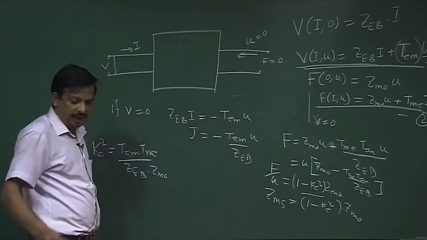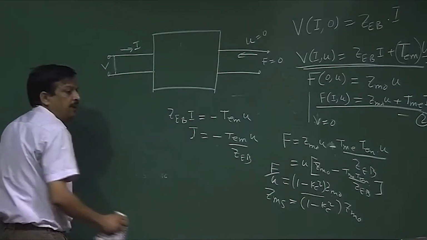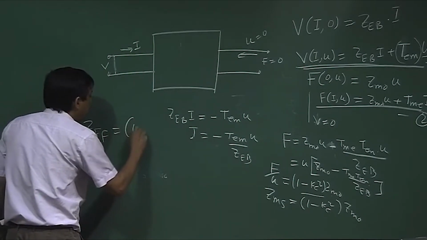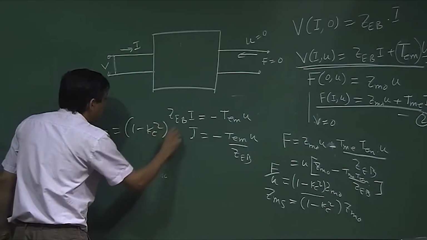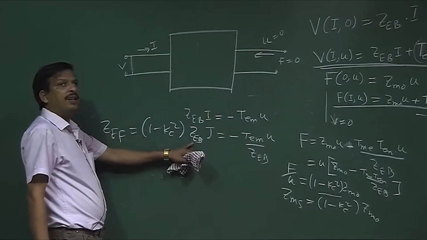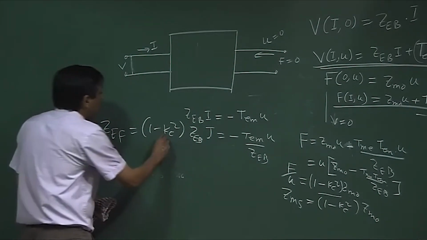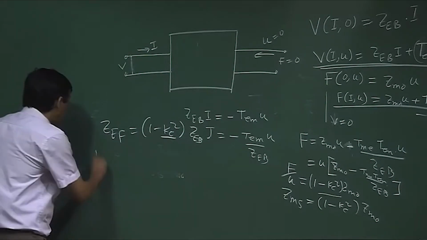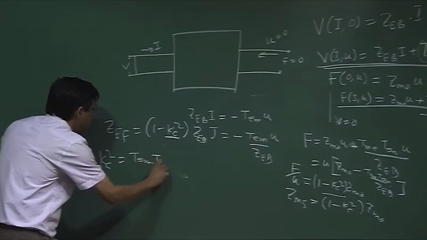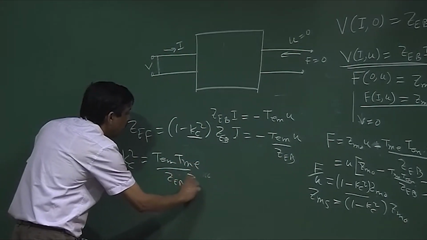Similarly, I can derive the relation between ZEB and ZEF. ZEF will be 1 minus Kc square into ZEB, blocked electrical impedance and free electrical impedance, and Kc is called the coupling coefficient. So Kc square is nothing but TEM TME divided by ZEB into ZMO.